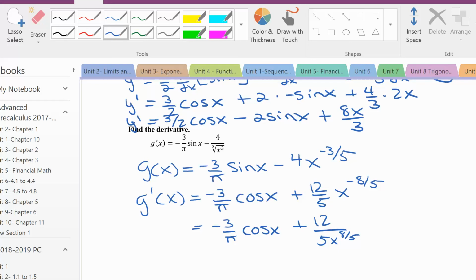I'll continue with the next video talking about proving the sine rule and also some word problems with velocity and acceleration.